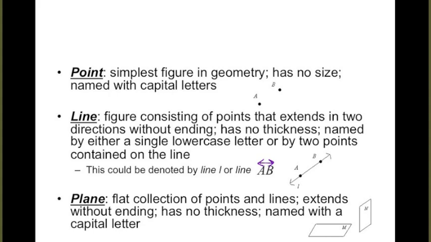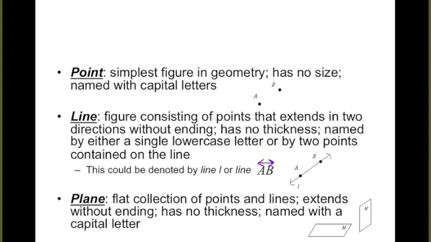A plane is a flat collection of points and lines. It's completely full of points and lines. It extends forever in all directions without ending. Now when we draw it, it has edges because otherwise we wouldn't see it. But truly it has no edges. It has no thickness. And we name it with a capital letter just like we do a point.